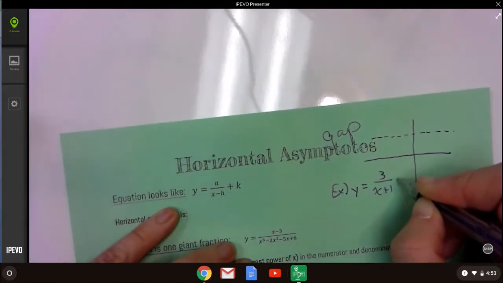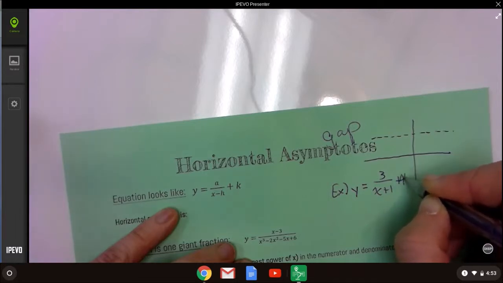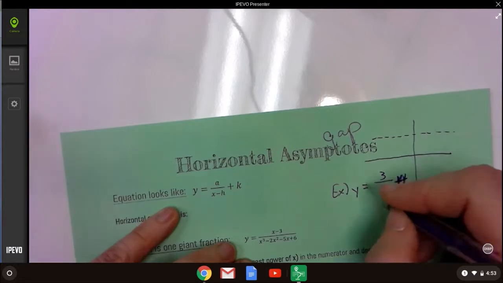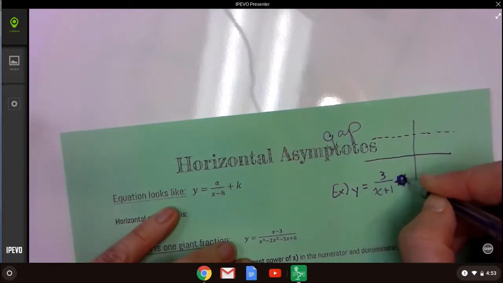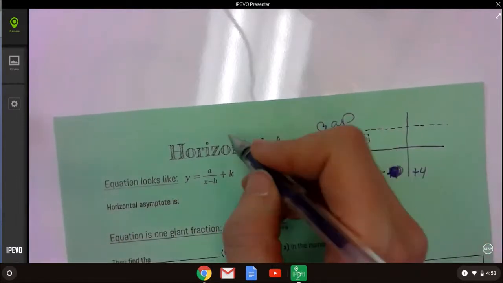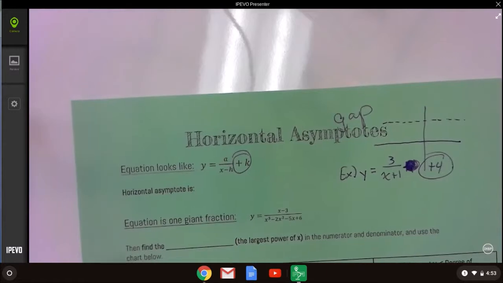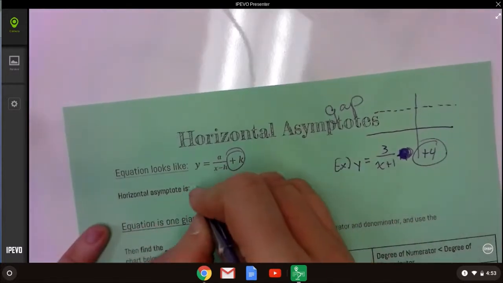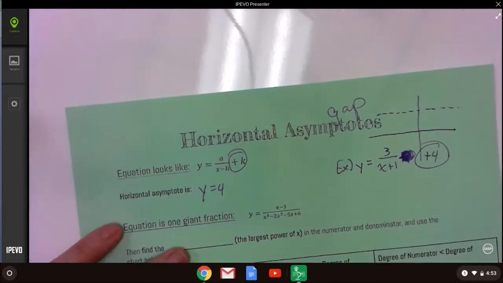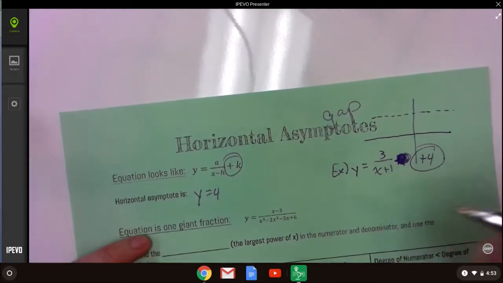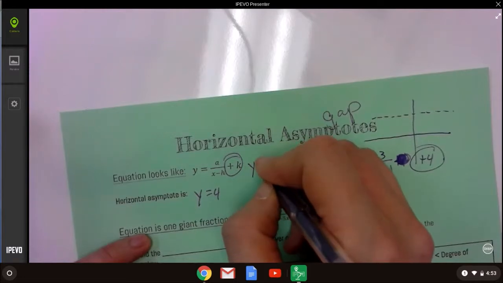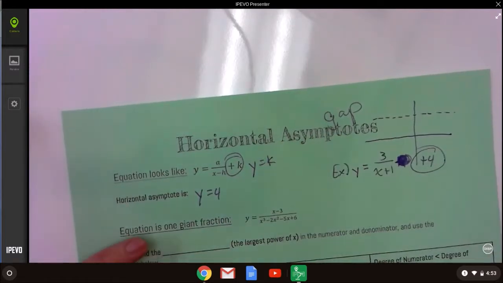Except this time we're going to find that horizontal asymptote. Well, that says +4. Trust me. You know what? I'm going to rewrite that. That says +4. Yay. And this value right here, the K, is your horizontal asymptote. You don't have to flip the sign. You don't have to do anything to it. That's just it. So you're going to write y equals 4 as your horizontal asymptote. And in more general terms, y equals K.